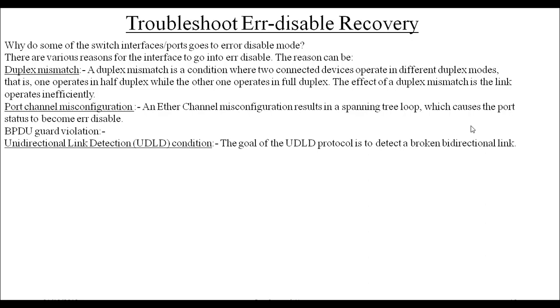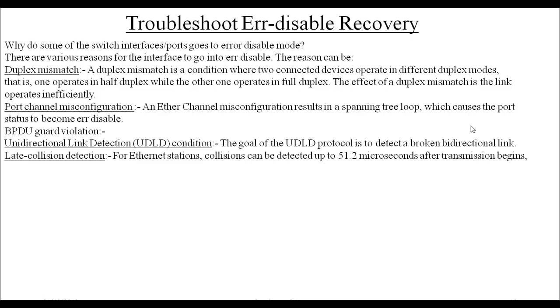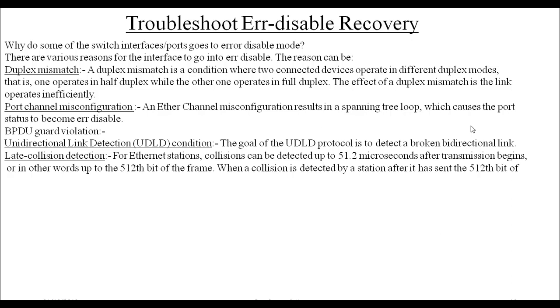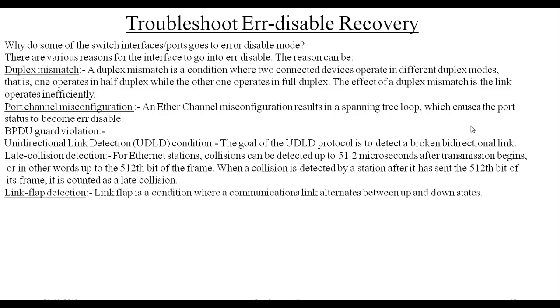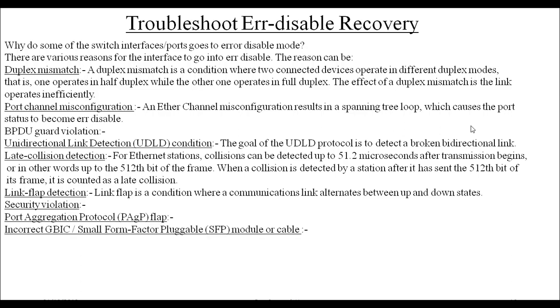The goal of this protocol is to detect a broken bidirectional link. Late collision detection. For Ethernet stations, collisions can be detected up to 51.2 microseconds after the transmission begins, in other words, up to the 512th bit of the frame. When a collision is detected by a station after it has sent the 512th bit of the frame, it is counted as a late collision. Link flap detection. Link flap is a condition where a communication link alternates between up and down states. Security violation. Port aggregation protocol flap. Incorrect GBIC or SFP module or cable.